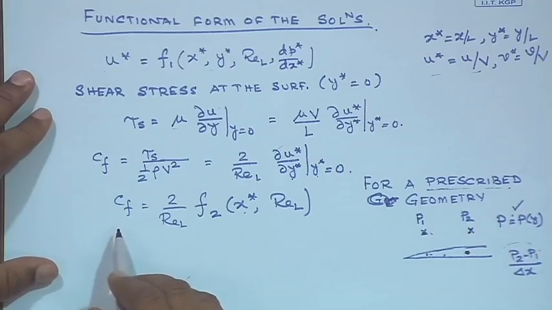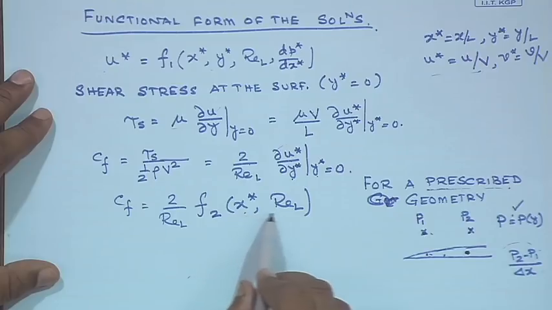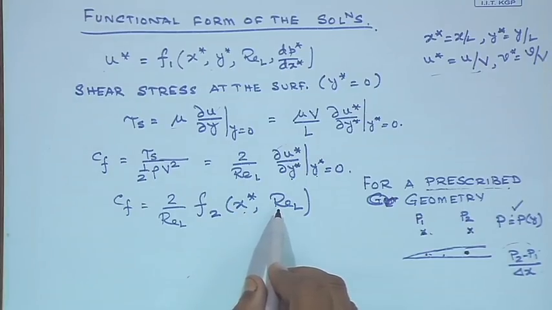So, F2 does not contain the y star, since I have specified the value of y star to be 0, and F2 will not contain any dp dx if a priori I tell what kind of a geometry we are encountering during the flow. So, dp dx is known to me. Therefore, the expression for Cf, that is F2, should only contain x star, the distance, and Reynolds number.